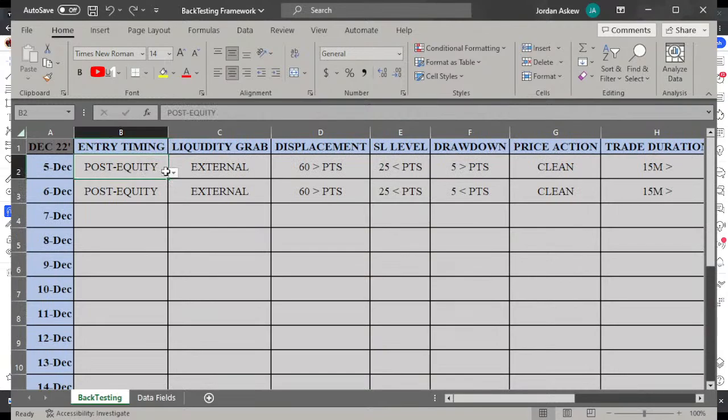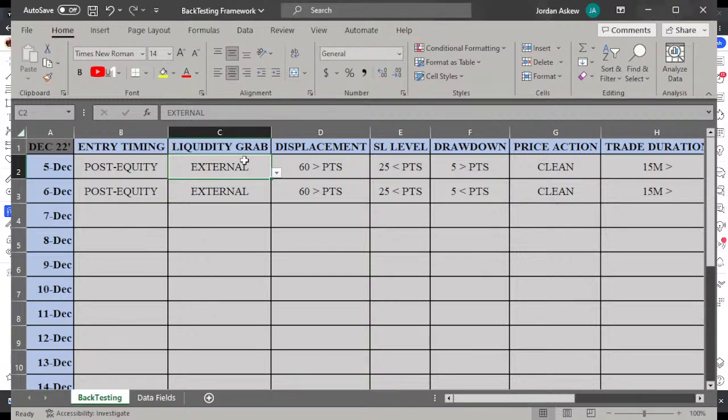So the entry timing, is it pre-equity, post-equity, or the PM afternoon session? Well, it's post-equity so far, because we missed our entry, or we're not taking the pre-equity entry if we're new. Was the liquidity grab internal or external? Meaning, did it go for a price action array within the range and then break the market structure from there, or did it actually go above or below a high or low? Well, as you can see, it's external liquidity taken because it took London session's high.